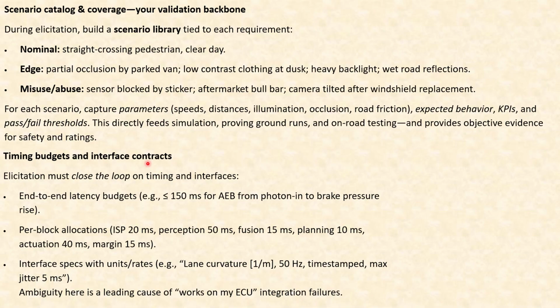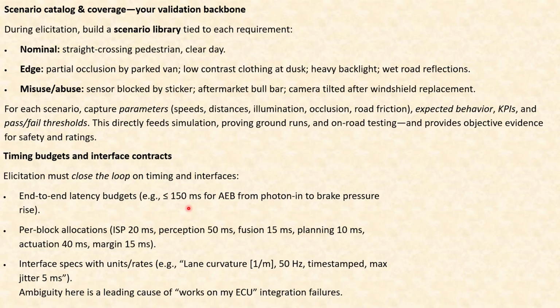Timing budgets and interface contracts. Okay, now understand this timing budget and also interface contracts. Now elicitation must close the loop on timing and interfaces. So there must absolutely be no ambiguity about what the various timing budgets and the various interfaces are. For example, the end-to-end latency budget should be less than 150 milliseconds for automatic emergency braking from photon to brake pressure rise.